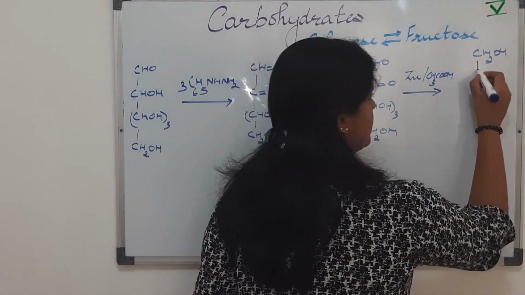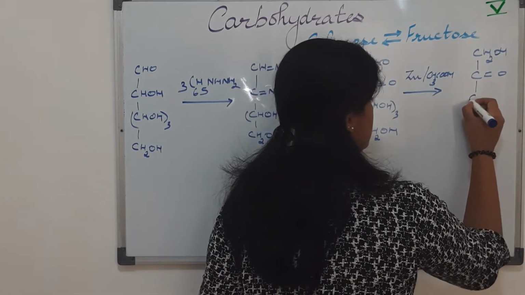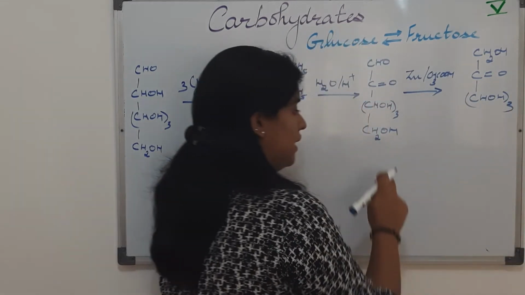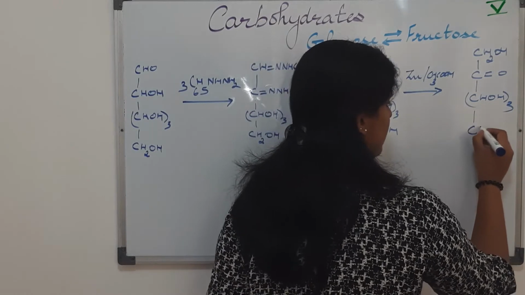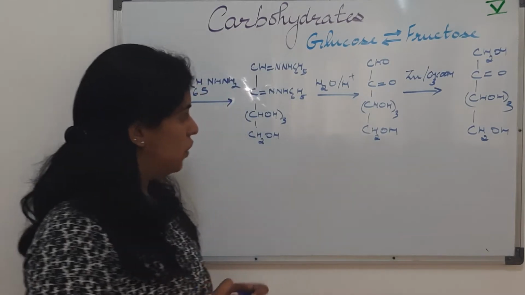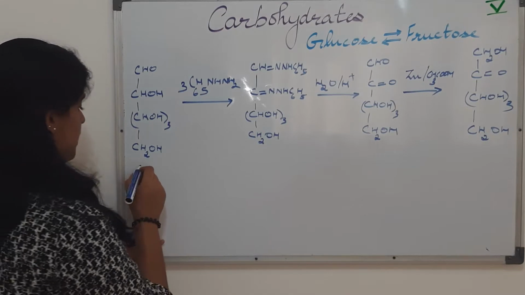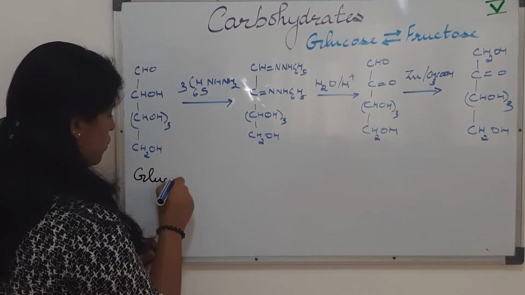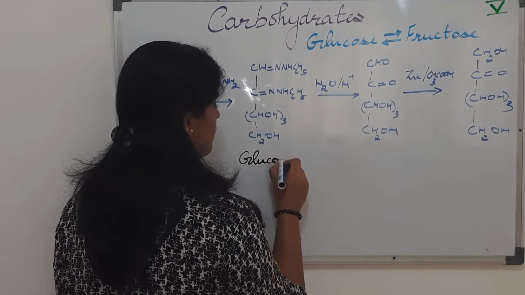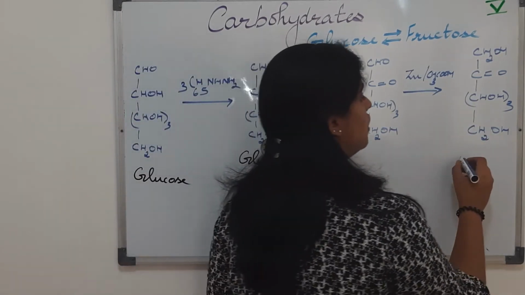The ketonic part, the second carbon, remains as ketone. Third, fourth and fifth CH remains as CHOH only 3 times. And finally, the sixth carbon remains itself as CH2OH. And this is the fructose unit. So, this is the 3-step process for converting glucose to fructose. And initially, we started with glucose. We got glucosazone. And the final product we got was fructose.